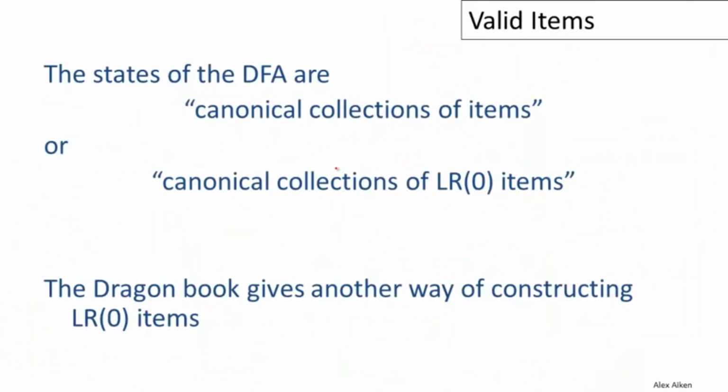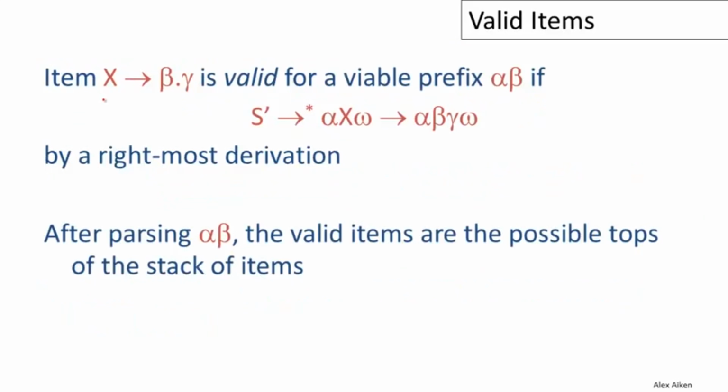The states of this deterministic automaton are called variously the canonical collections of items or the canonical collections of LR0 items. If you look in the Dragon book, it gives another way of constructing the LR0 items than the one that I gave. Mine is somewhat simplified, but I think also a little easier to understand if you're seeing this for the first time. Now we need another definition.